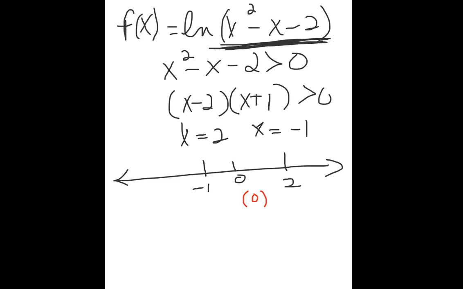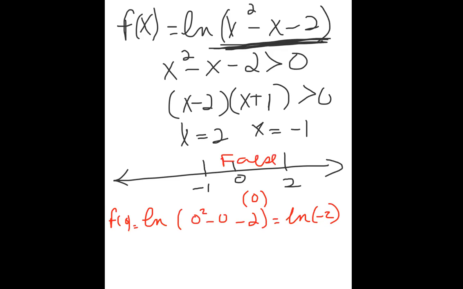So if we take the 0, guys, we substitute that in. We have f of 0 equals natural log of 0 squared minus 0 minus 2. All of this simplifies to natural log of -2. Can we take the natural log of a negative? Absolutely not. So this entire region right here would be false. So that would make the region to the right of the 2 true, and the region to the left true as well. Remember, the truth values are alternating.